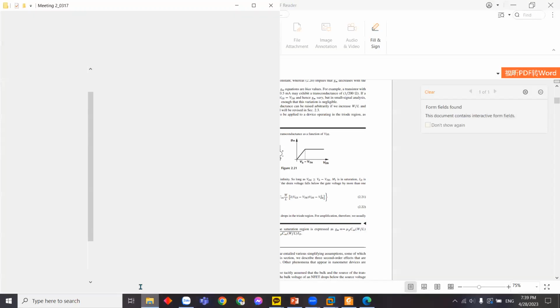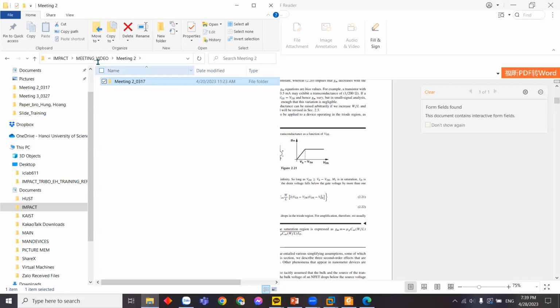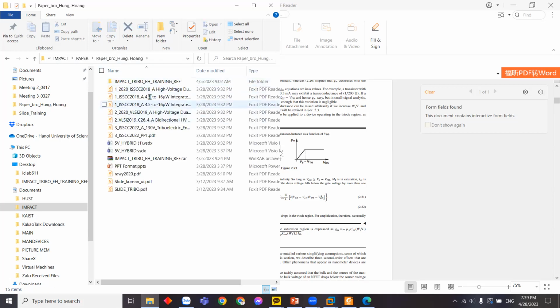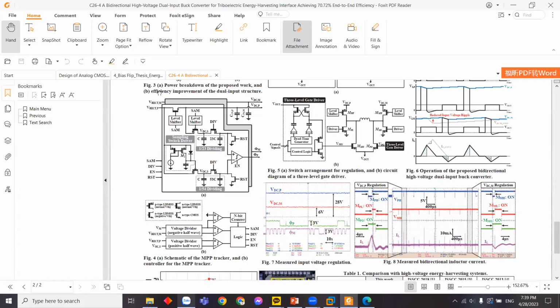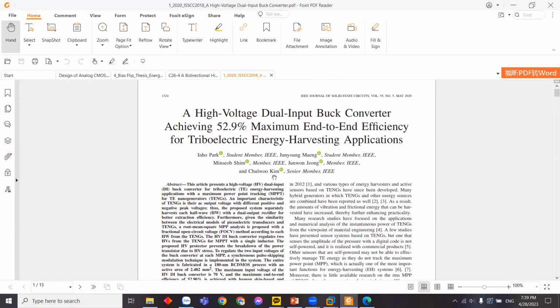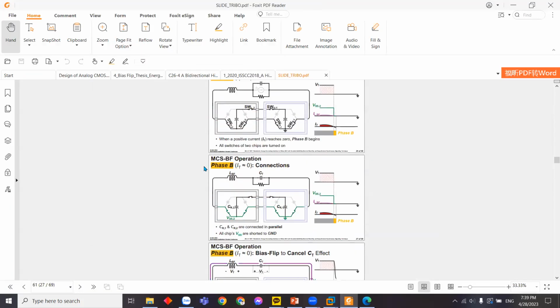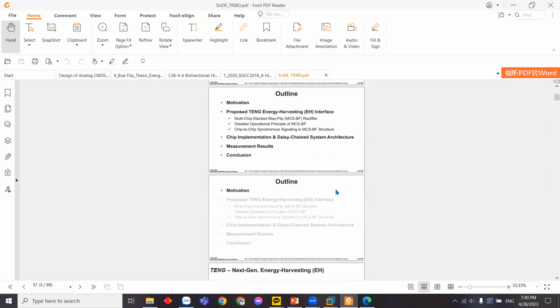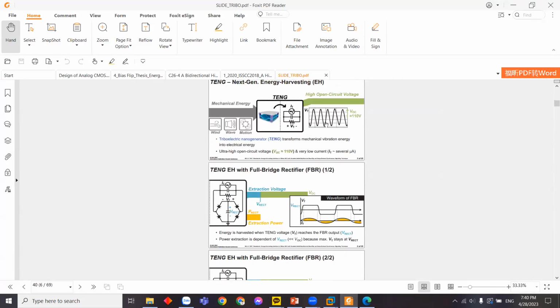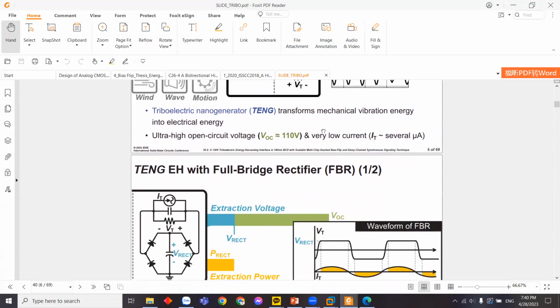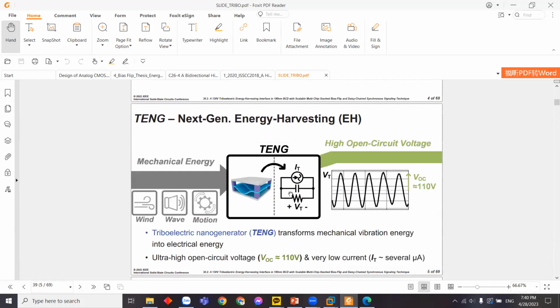I also read some papers about triboelectric. I just read an overview about triboelectric, but there's not much insight. In triboelectric, we don't have the same function as compared to piezoelectric. In triboelectric, we have a higher and a lower voltage rectified output.